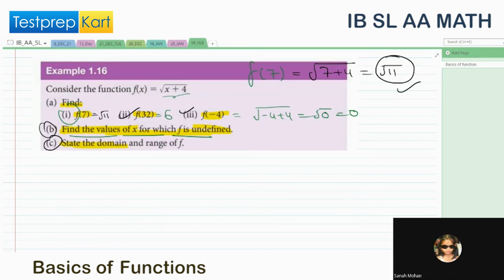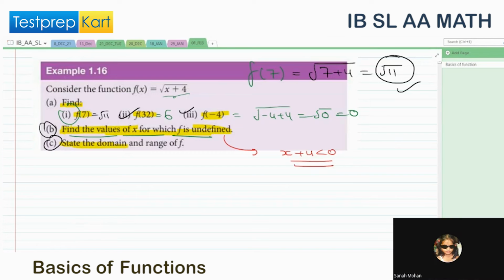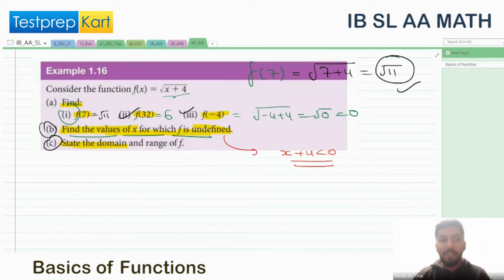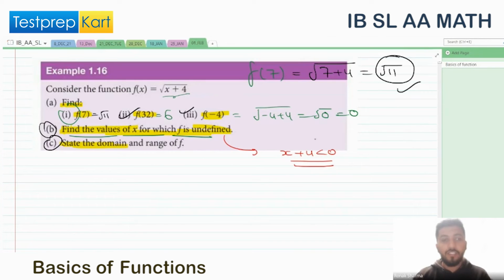Okay. Got it or not? There are three possibilities for the values of x. Either I'll get x plus 4 positive, or x plus 4 negative, or x plus 4 equal to 0. Anything can be three things only: either positive, negative, or 0. So if x plus 4 becomes negative, will it make the function not defined? Yeah. Because if x plus 4 is negative, that means I have to find the square root of a negative, and that is undefined for me right now. Got it? So for x plus 4 negative, the function is undefined.